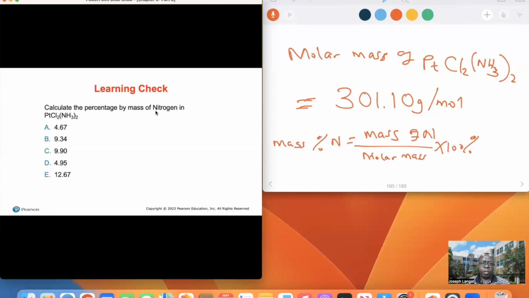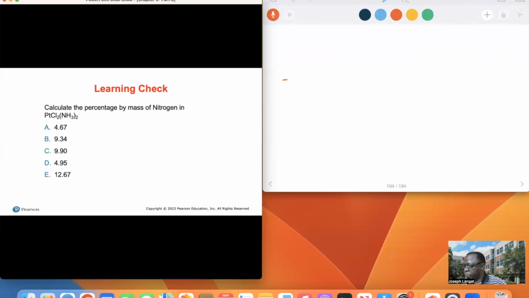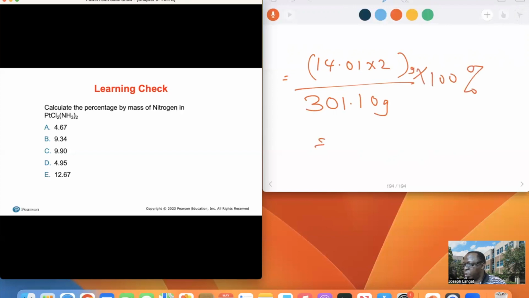We are looking at nitrogen, and it's not only nitrogen. Here, there is 2 times 1, so we have 2 nitrogens. So it's going to be 14.01 times 2 over 301.10 grams, which should be 9.34, which is B in this case.